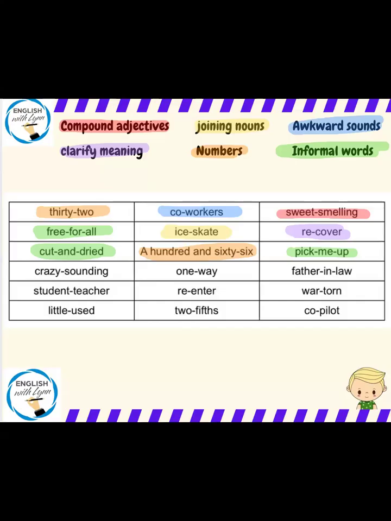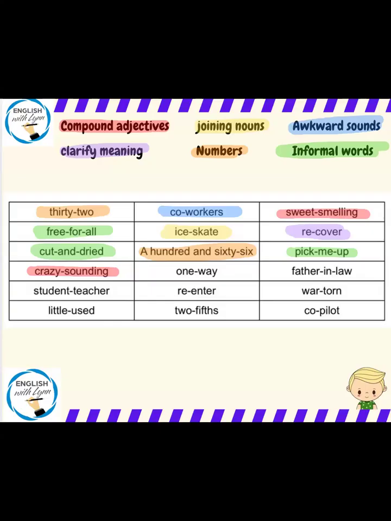And then I'm moving along to crazy-sounding. So I think what I have there is, crazy is my adjective, sounding is my present participle. So what I actually have is a compound adjective. So let me just add the red there. And it is formed in a similar way to the sweet-smelling. Okay.